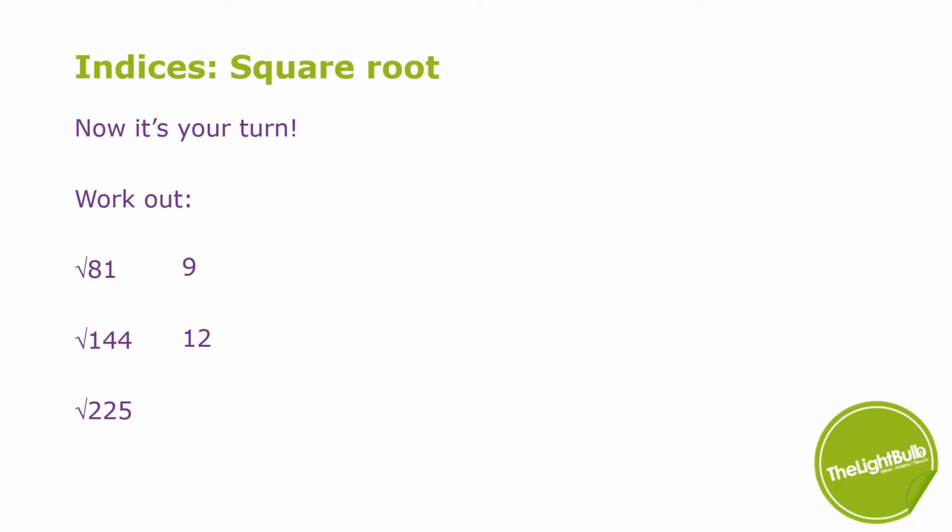And then the final one there, square root of 225. With something like this, it may require a little bit of trial and error, a bit of educated guesswork. So we can see already that it's going to be bigger than 12, because 12 times 12 gives 144. So it's going to be a little bit bigger than that. But it's probably not going to be as big as something like 20, because 20 times 20 would give us 400. So we know it's somewhere between 12 and 20.